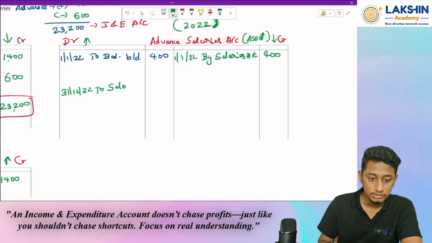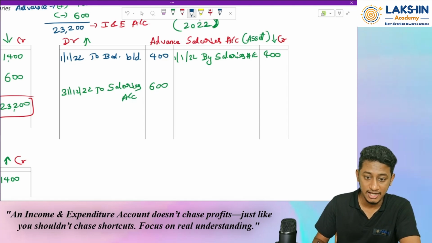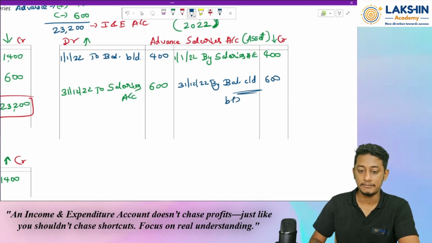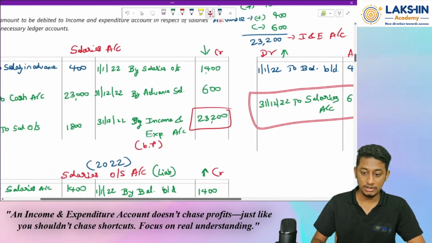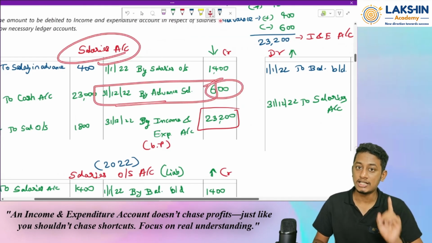To salaries account, rupees 600. And now this will again be carried forward to the next financial year. On 31/12/22, by balance carried on, rupees 600. This is my balancing figure. If you see this entry also, it has been taken on the credit side of the salaries account as rupees 600. Clear? This is how you prepare all the accounts.